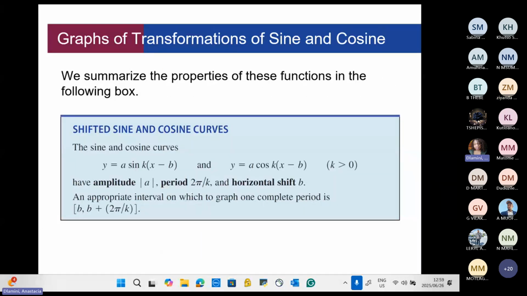So now they are saying that for shifted sine and cosine, if you have a function like this and like this, where k is positive, the amplitude still remains the same. The period is only affected by k, and the horizontal shift affects the appropriate interval for which you graph one complete period. So this is what we got. Do we see that, guys? Yes or no?